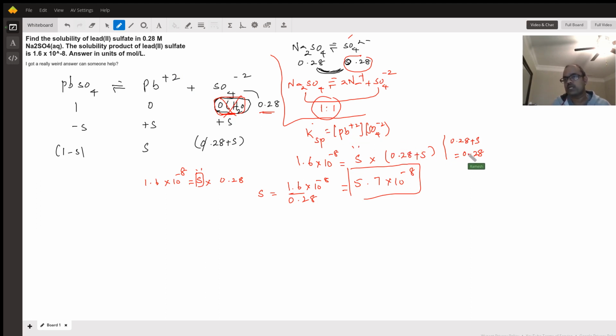One more thing you need to understand: since S is negligible, 0.28 plus S is the same as 0.28. So this is the molar solubility. You can write molarity or moles per liter.